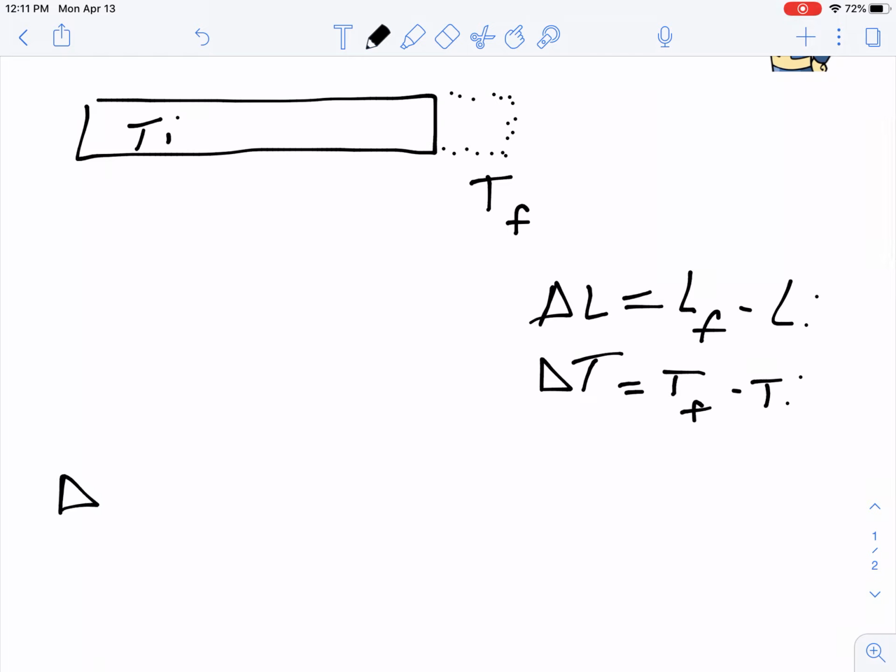Well, the amount that the length is going to change is going to depend on a few things. It's going to depend, one, on the material that we're talking about. Is this a piece of aluminum? Is this a piece of concrete? Is this a piece of lumber, a piece of wood? Who knows? The Greek letter alpha, we're going to call the coefficient of linear expansion.